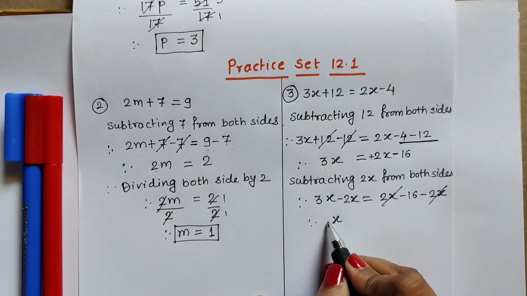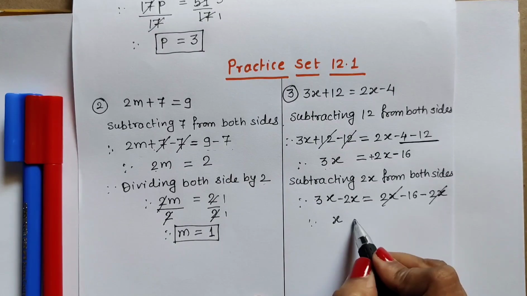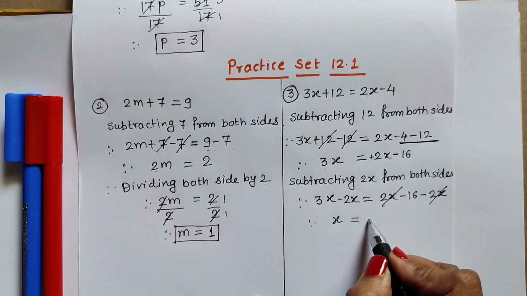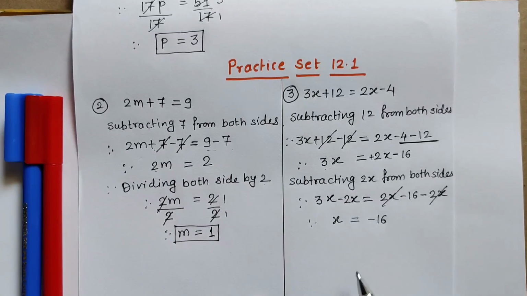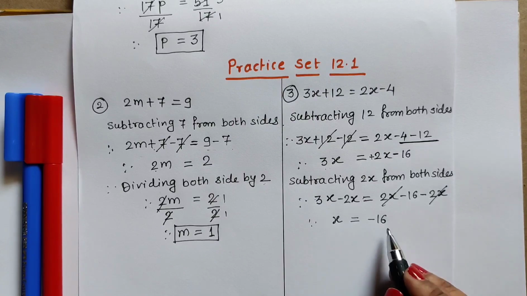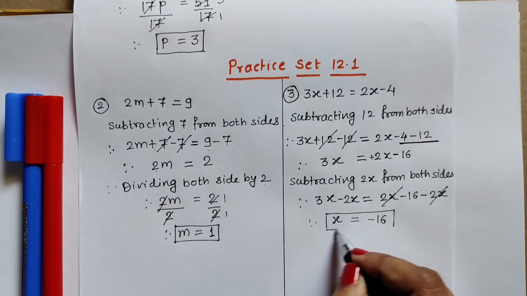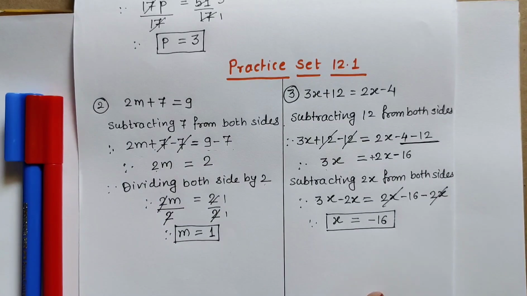1x we don't write 1. If the coefficient of the variable is 1, we don't write it, we only write x. x is equal to, what is remaining on the right hand side? Minus 16 is remaining, so write it with the minus sign. So the answer is x is equal to minus 16. Variable value is minus 16. So in this way the sum is solved. The equation is solved.